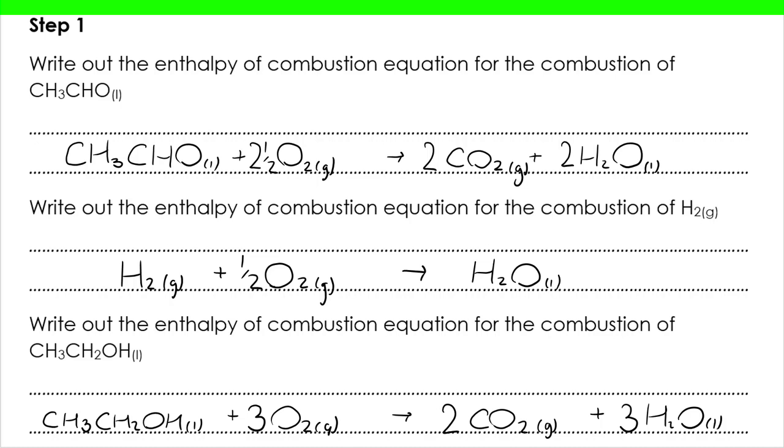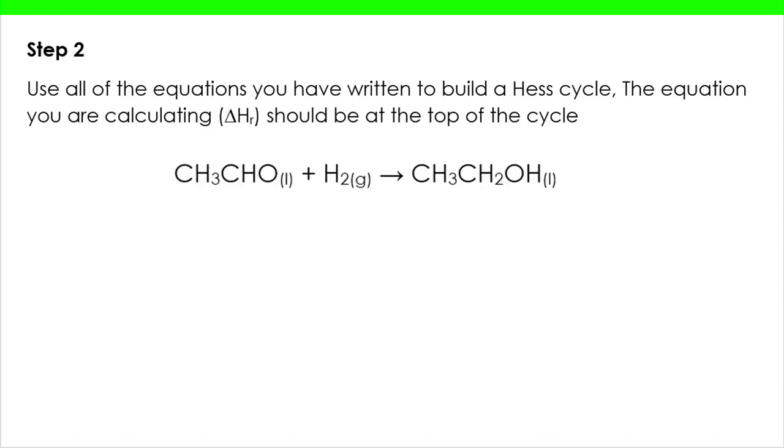So what we then need to do is start to build this into a cycle. And similarly to what we did with the enthalpy of formation equations, remember that the Hess cycle is a bit like a jigsaw. You've just got lots of equations slotted together, but they're not going horizontally left to right. So this is what we started with. This is the equation we're interested in finding the enthalpy change for.